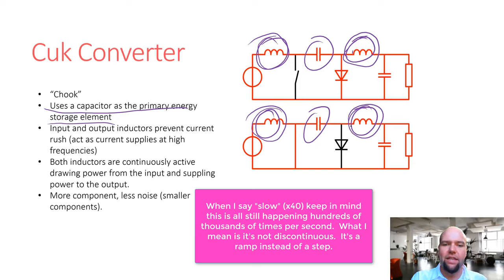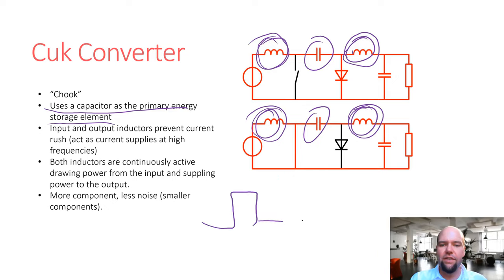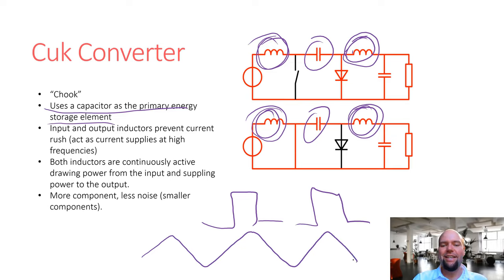We don't have any of this sort of nonsense, right? We don't have any of these sorts of shapes in our input or output. Everything in a Cuk converter is looking like this, right? Everything is smooth, and so it's a lot easier to keep these things clean.